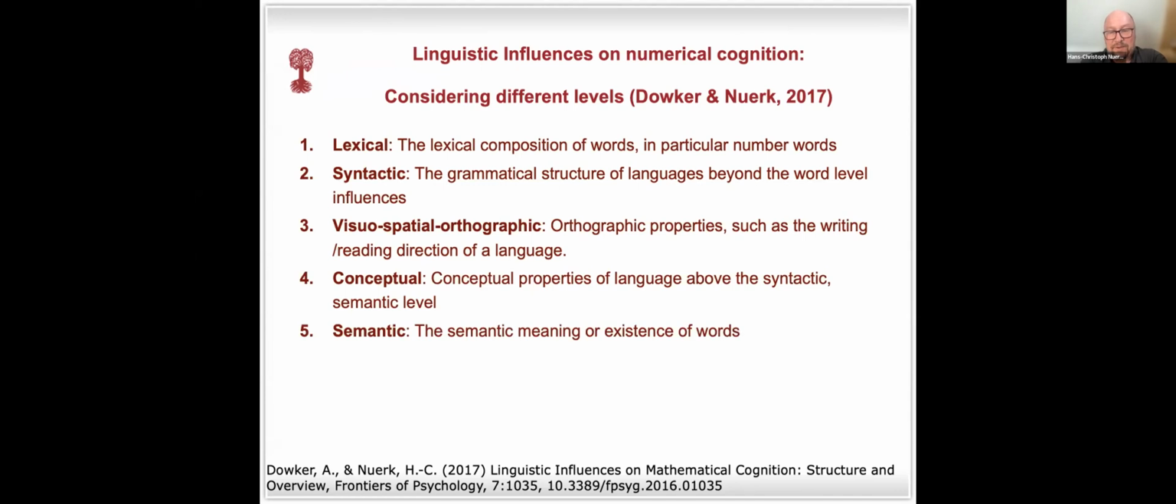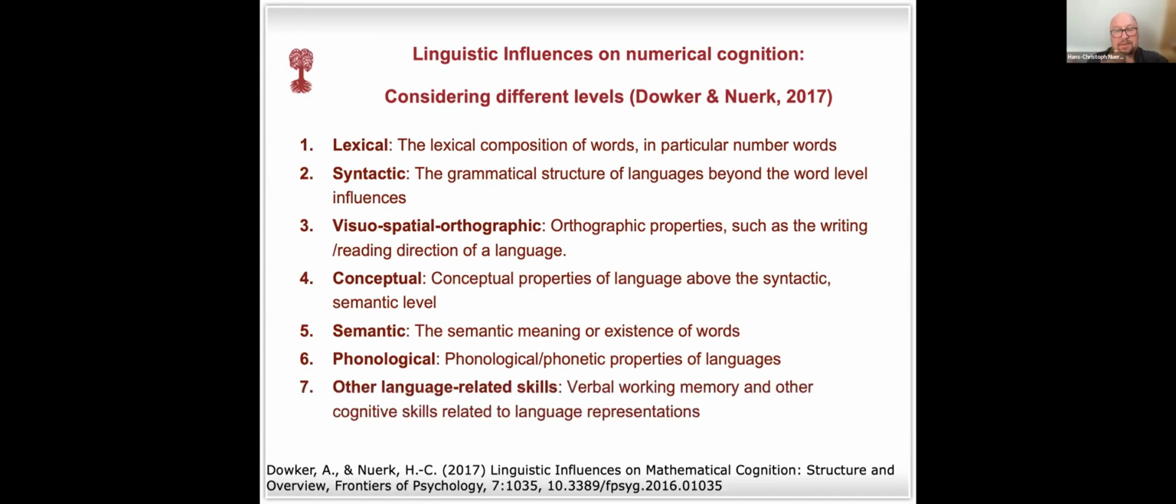Then semantic meaning or existence of words, like from the neuropsychological side, you have that acalculics and aphasics have some deep meaning of words, of some number words. You can have the phonological level, phonological properties of languages can make a difference, and other things like working memory. So this was basically 2017.